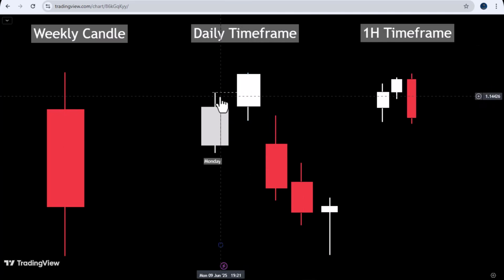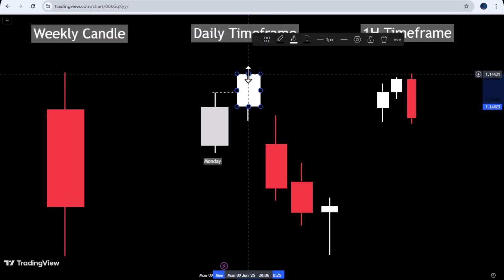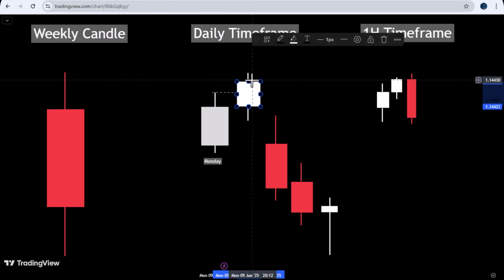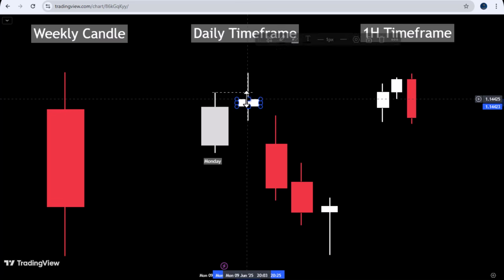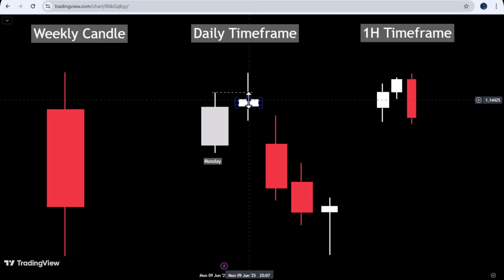Then, as it is rejecting the top, manipulating Monday's high, you are going to see this pattern on a 1 hour time frame. I will talk about that.